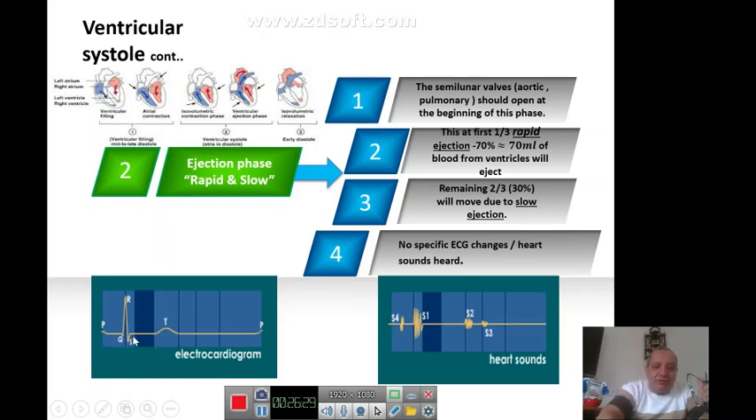It means in the isoline there are no changes in the electricity, and no sound we can hear during the ejection or rapid ejection phase, because we already heard the first heart sound due to closure of the AV valves, at the end of the atrial systole, and also we heard the S4 before, due to movement of the blood from the atria to the ventricles.